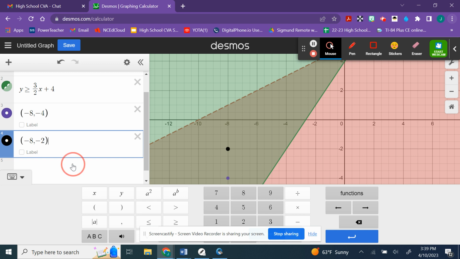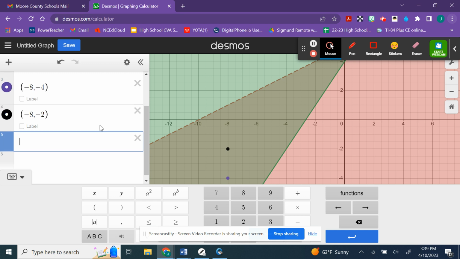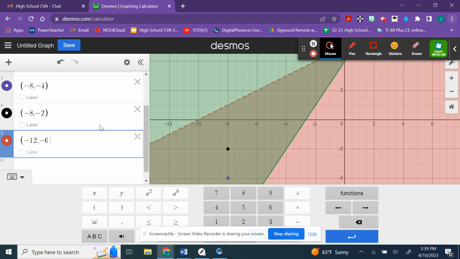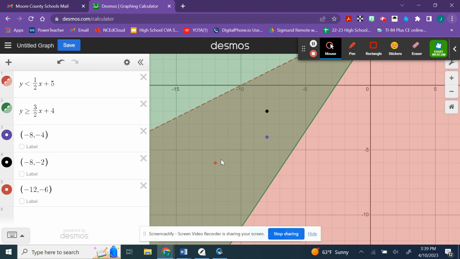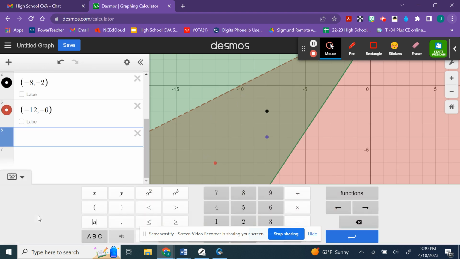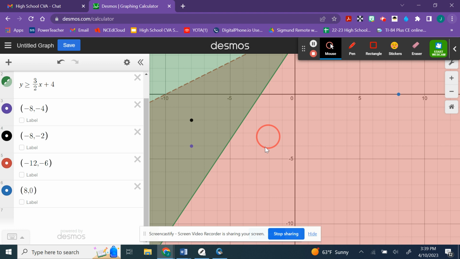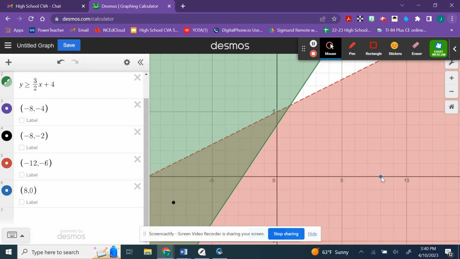Oh, this one, I just messed up. The question, I didn't even read it. It says which is not a solution. So all of these but one are going to be a solution. So -12, -6. That's in our overlap as well. 8, 0. Now 8, 0 is over here. Why is this not a solution to the system of equations? It's not in the overlap.